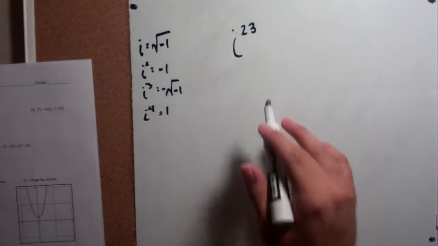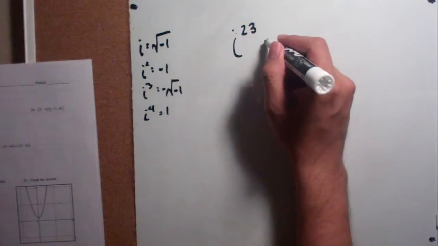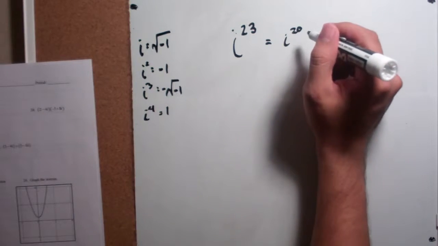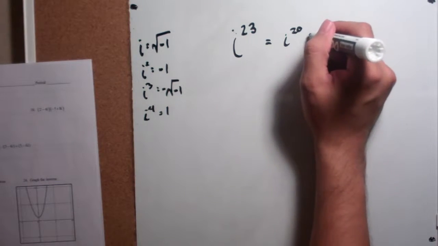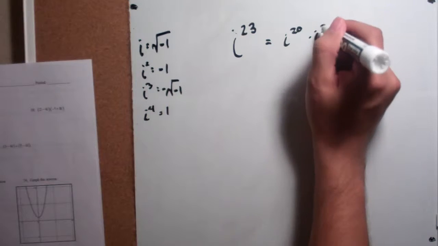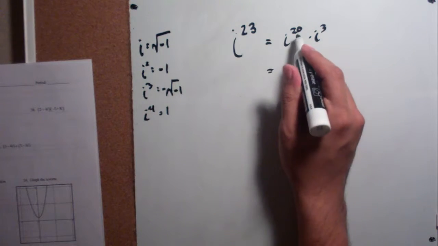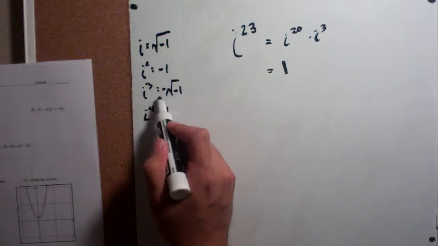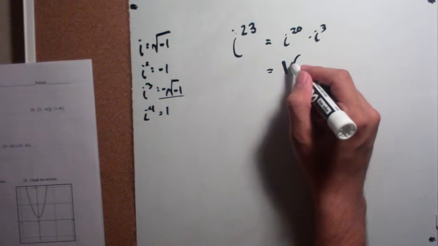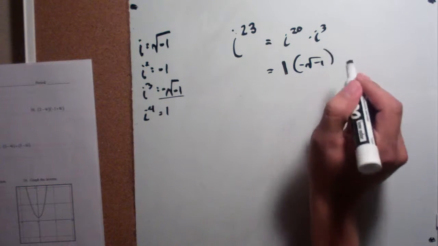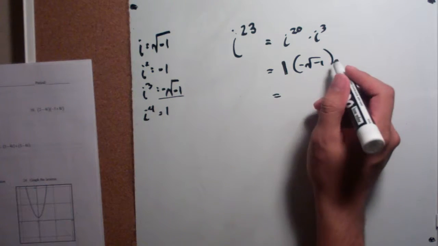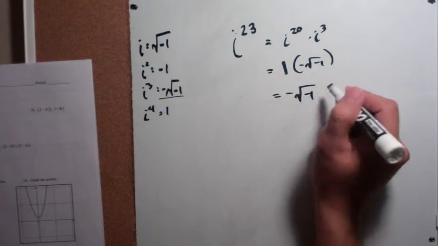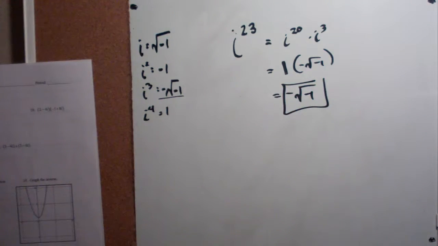So what I want to do is represent this with multiples of 4. I can represent that as i to the 20th, it's the biggest multiple of 4 that can go into 23, times i to the 3rd. We know what i to the 3rd is. Well, this is divisible by 4, so it's going to be 1. And i to the 3rd power, just based on this, is negative radical -1. Well, 1 times anything is just that anything, so it is negative square root of -1. Okay, so this is what it simplifies to become.